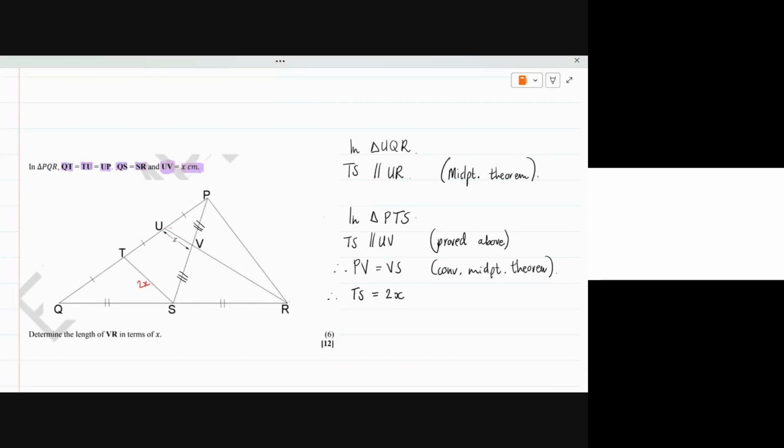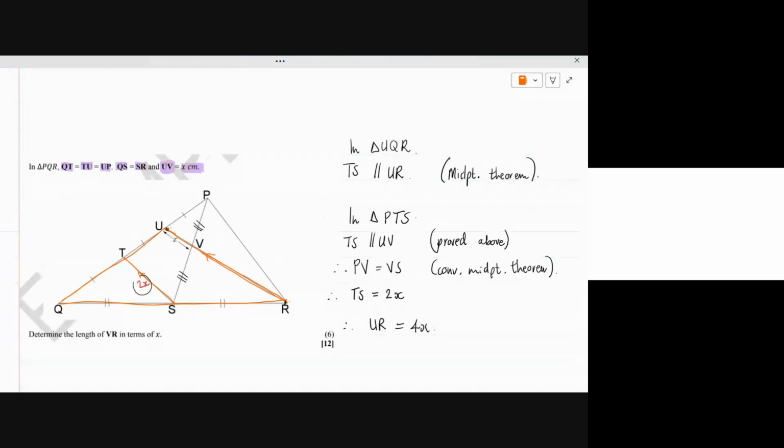Now let's go back to that big triangle that we were using, triangle UQR. I know that this is parallel to that, and if this is 2X, then UR must equal how much? Not 2X, this is 2X. That one must be double that, so from there to there must be 4X. Good. UR must equal 4X.